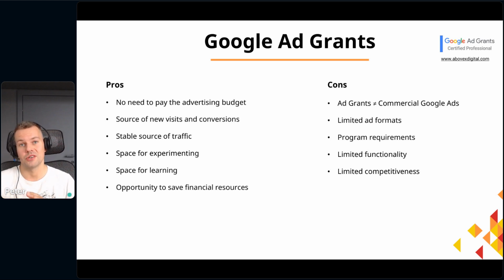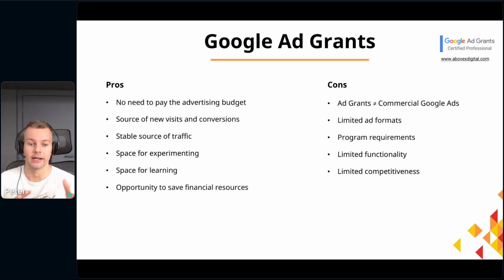And you can also save financial resources, right? If you currently use commercial Google Ads accounts, you can perhaps take some of those campaigns and move them into the Ad Grants account, and you may save, right? Because you will not need to pay for those clicks in the commercial account, but you will still get them in the grant account. All right, what are the cons or what are the limitations of Google Ad Grants?